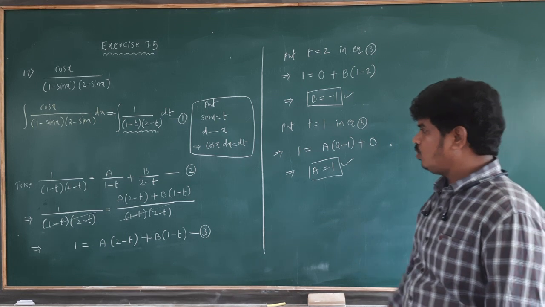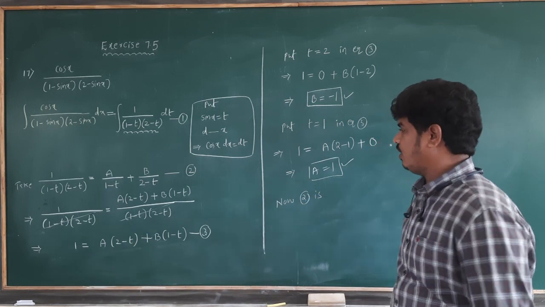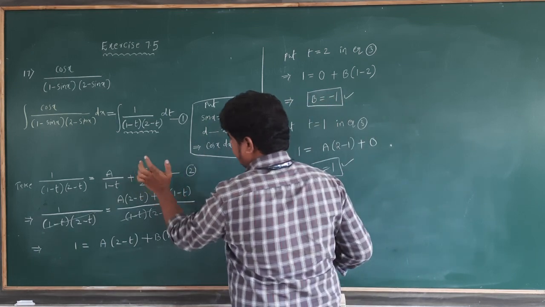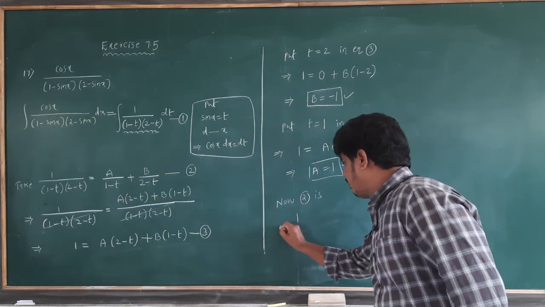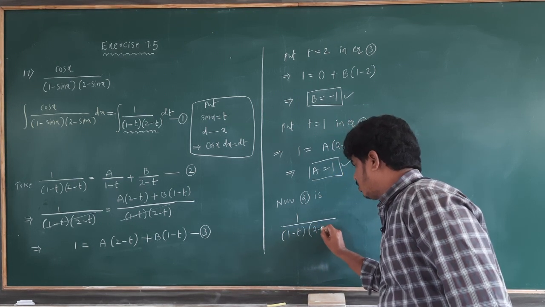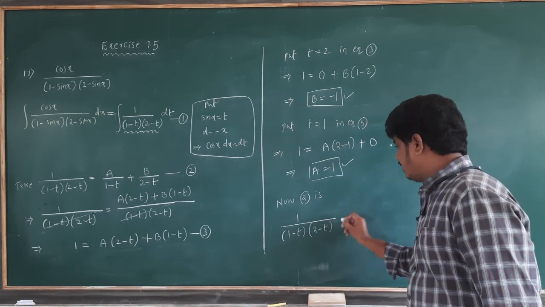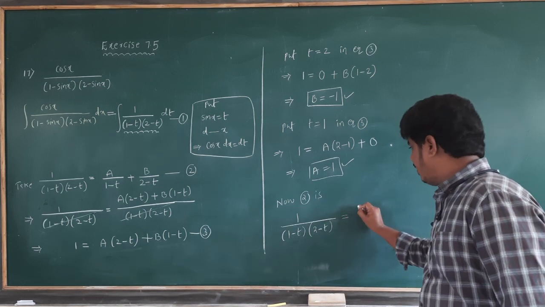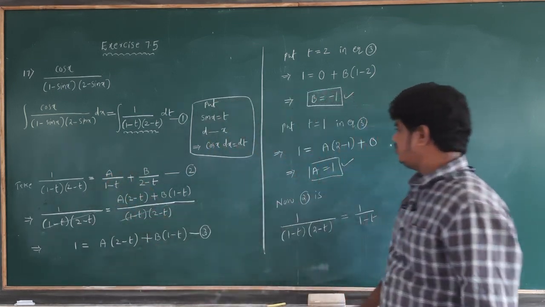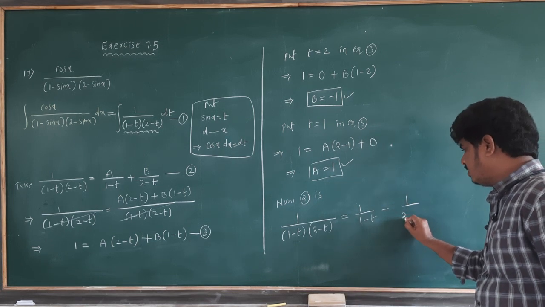Now here put a equals 1 and b equals minus 1. Now what do you write? 1 divided by 1 minus t into 2 minus t is equal to what? 1 divided by 1 minus t. The value of a is 1. Next, b equals minus 1. So minus 1 divided by 2 minus t.